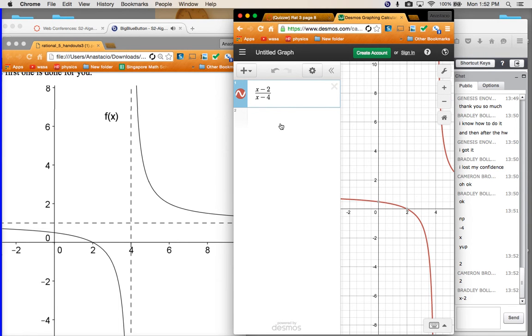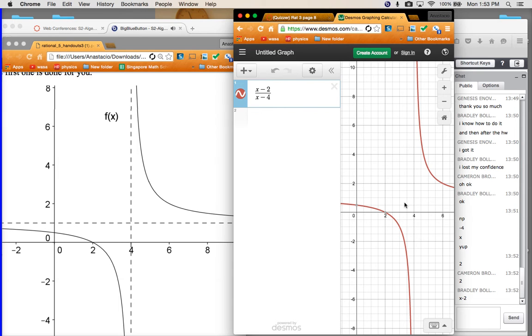Okay. So I have my x-intercept, which is the numerator. I have my vertical asymptote, which is the denominator. I would say it looks pretty close. Would you guys agree? In fact, if I did that horizontal asymptote check, the numerator is x, the denominator is x. So as it goes out to infinity, this is going to go to 1, right? Because x over x is equal to 1.